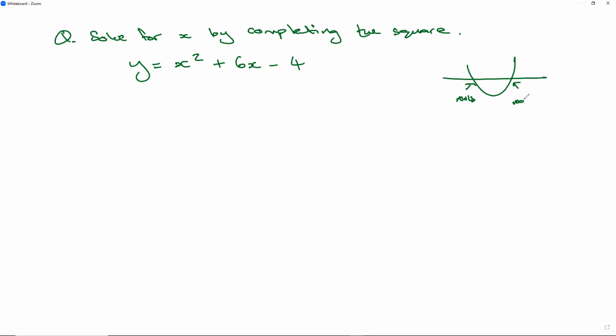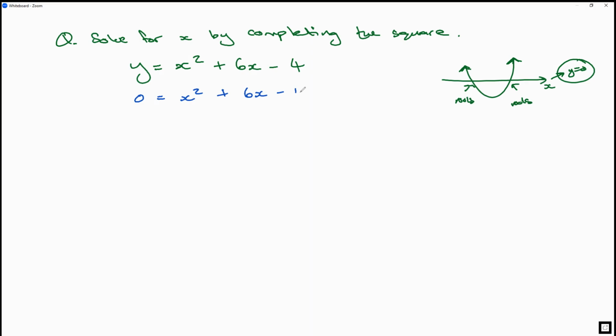Now we want to find those roots, those x values, where this graph, which is a smiley face, because this value is positive, it's a smiley face. If that value is negative, then it becomes a sad face, right? So it's a smiley face, a concave up parabola. So we're going to solve for x by completing the square. When we solve for x, what we must remember is that on this line, y is equal to 0. So technically, we're just making y equal to 0 and then completing the square after that. So we're going to make y equal to 0, and we now have this expression over here.